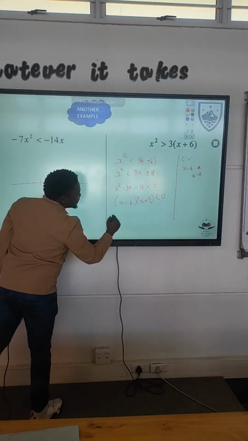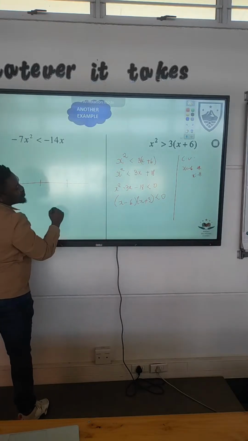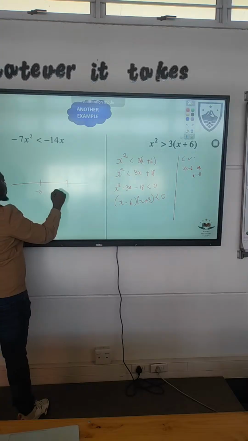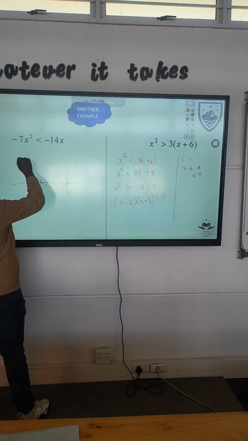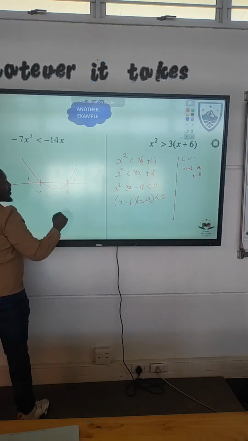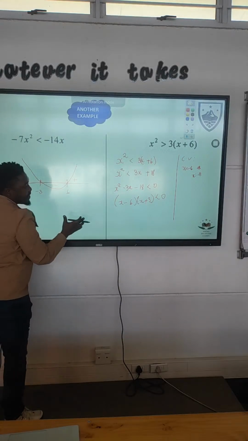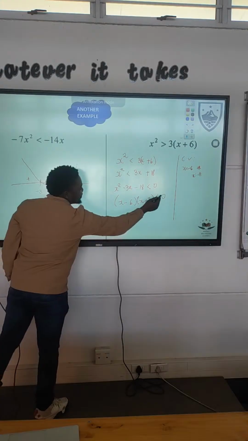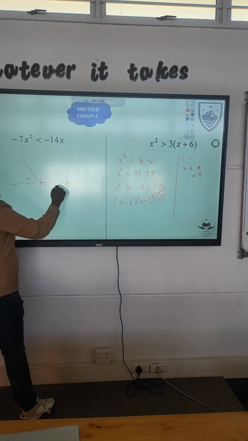So our critical values are x equals negative 3 and x equals 6. Let me just do my function this side. This will be negative, this will be a positive. And then I want to pick the middle one because they're saying it must be less than. Remember, less than is negative. So the negative solution is this side.